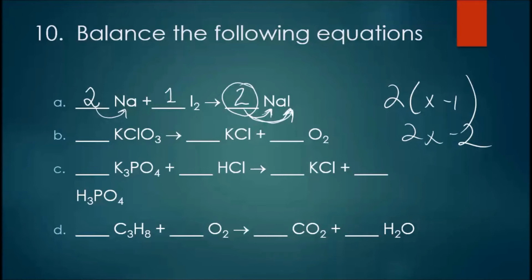We got to do it. Next one. How many K's? 1. How many K's? 1. Okay, this is a polyatomic ion called chlorate.